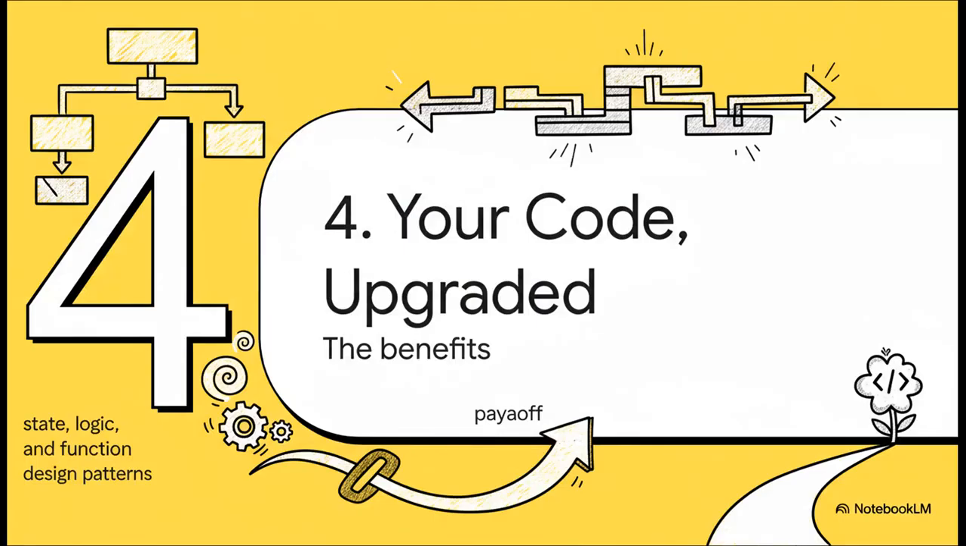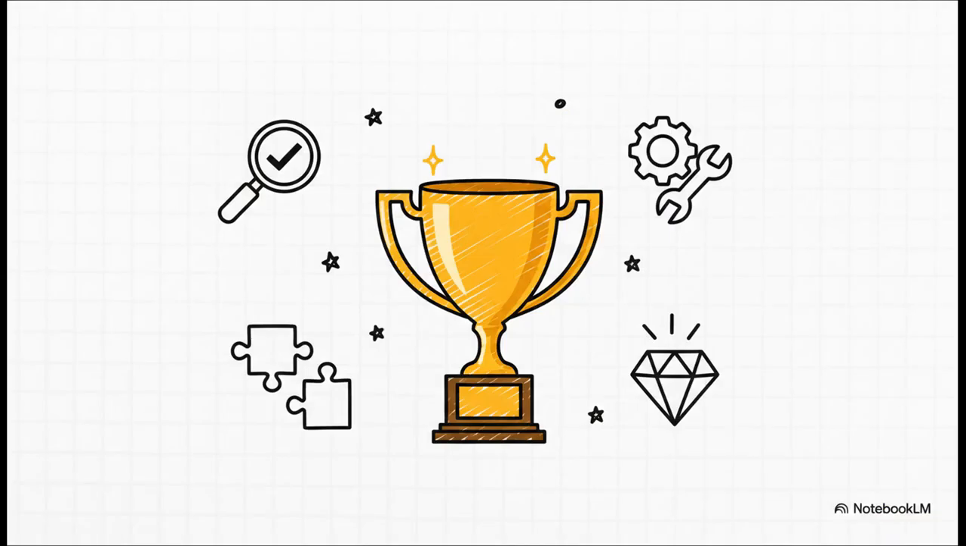So, after putting all of this into practice, better state, cleaner logic, and flexible functions, what's the big payoff? What does this actually get us? Well, what you end up with is code that's just a joy to work on. Your composables are finally easy to test, they're simple to understand and maintain, and they're flexible enough that you can reuse them all over your application. This right here is what professional-grade code looks and feels like.